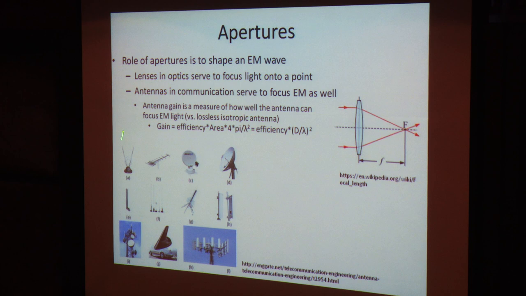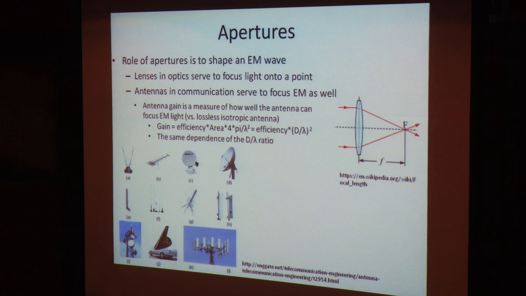So the expression we have for gain is efficiency times the effective area times 4 pi over lambda squared. As you know, antennas come in all shapes and sizes and materials, and there's a whole science behind antenna design that's intended to give us the desired radiation in the region of space that we're interested in. But if we were to just replace this area with the area of a circle, then we end up seeing that there's this same dependence of the gain on the D over lambda ratio, which is essentially the beam width.